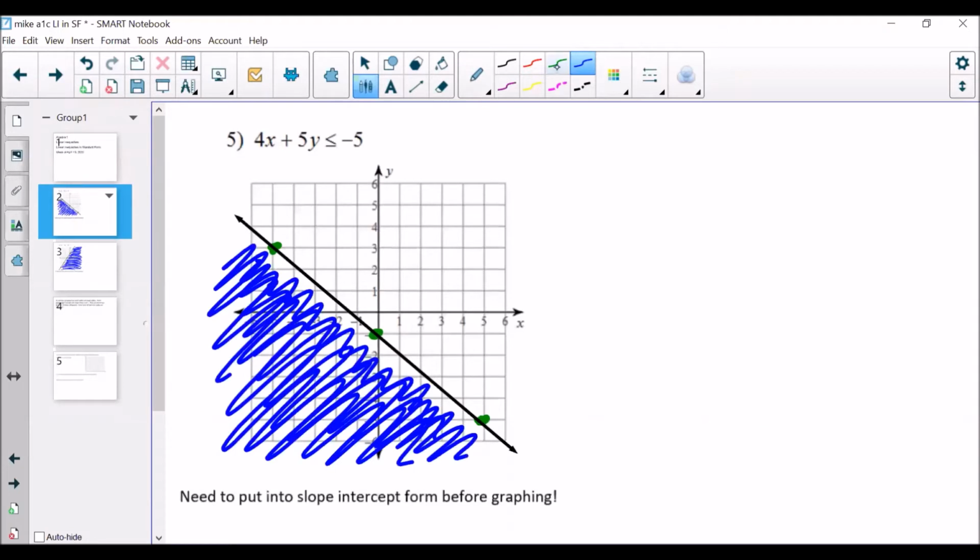I'm starting off with 4x plus 5y is less than or equal to -5. And I already have the graph there. I'm not necessarily worried about the graph here. I'm just worried about refreshing our skills on how to convert the standard form inequalities to something that would look like a slope-intercept form with our y, mx, and b.